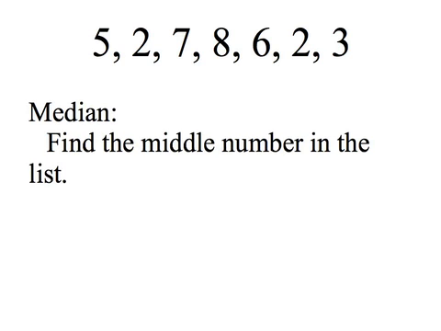Here's that same list, and we're going to find the median. The median is the middle number in the list. And since this list has 7 numbers, the middle number should be easy to find. But first, let's put the list in order as shown.